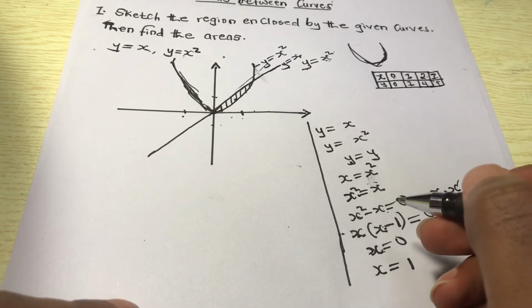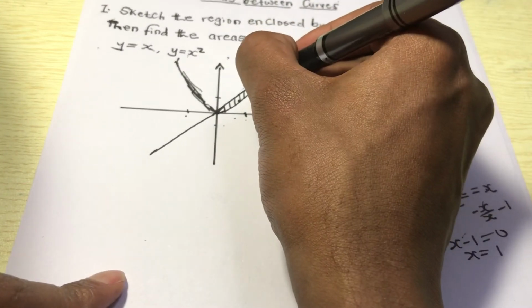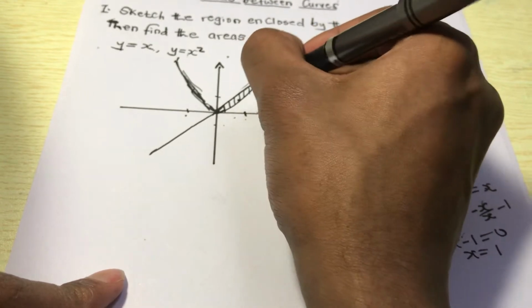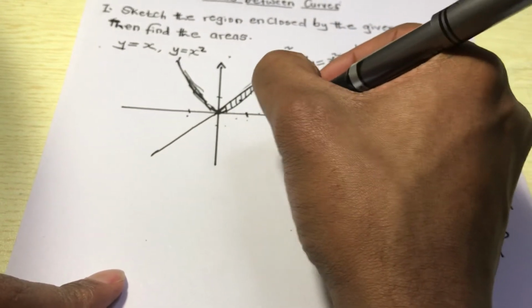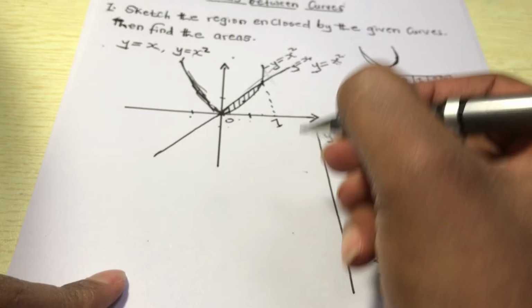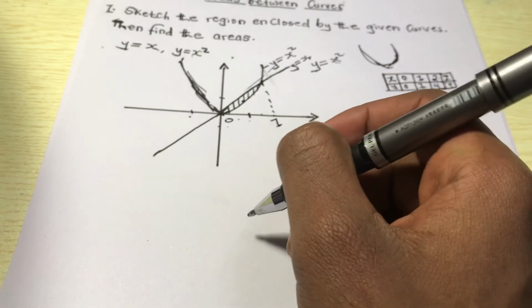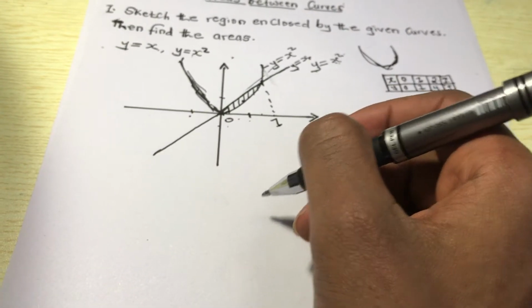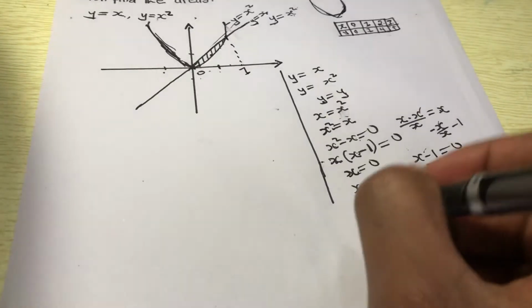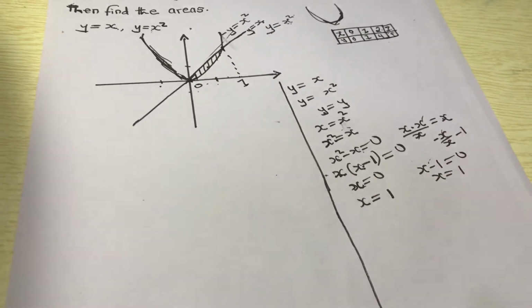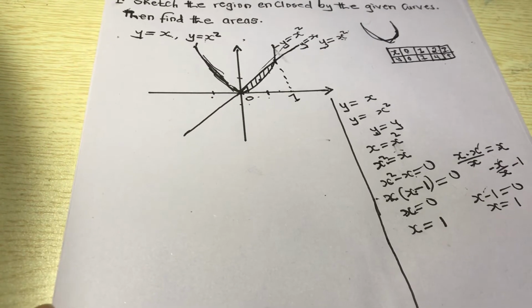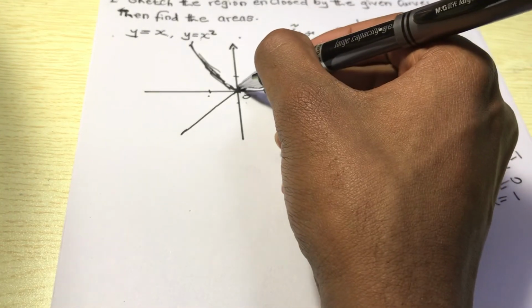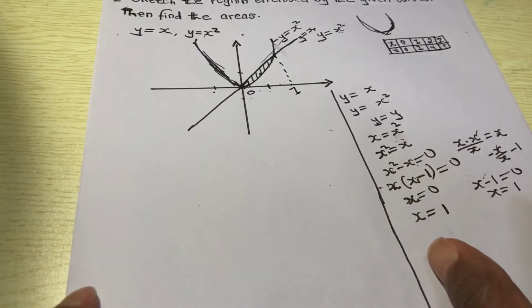So now we know the coordinates of where this point x will be. X will be 1. And we know this point x is 0. The 2 points that we need to know are those 2 points. Okay, from there we can find the area of this shaded region. How?